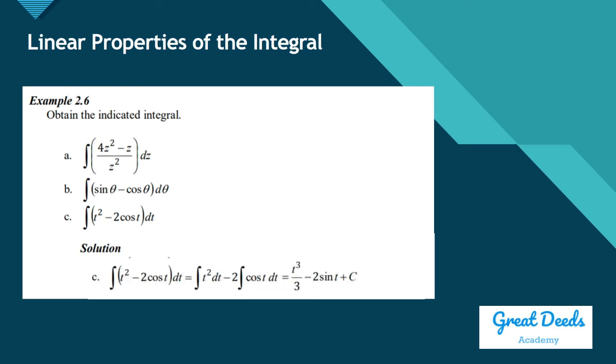Letter C. Again, your linear forms. This is equal to the integral of t squared dt minus 2 times the integral of cosine of t dt. Apply power rule to t squared: t raised to 3 divided by 3. And the antiderivative of cosine of t is sine. And so the integral of cosine of t dt is sine of t, and then plus c.